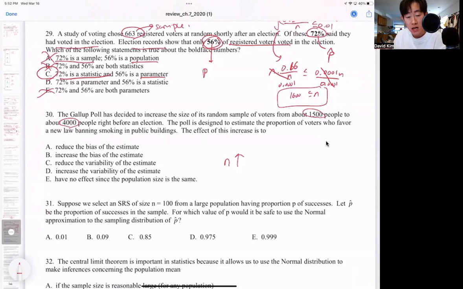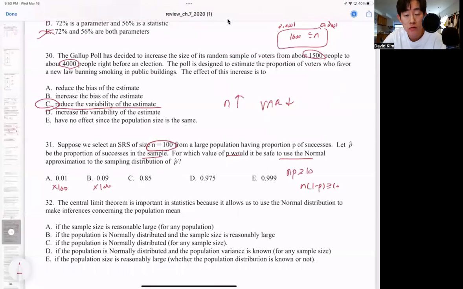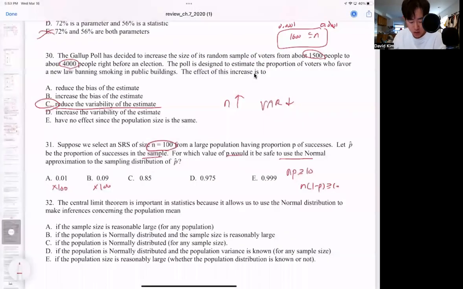Actually, my screen has been frozen here a little bit. So let me first stop sharing the screen here and then reshare my screen. All right, so sorry about that.